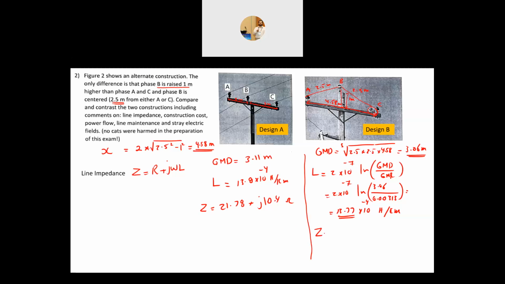So finally, your Z will equal the same R, 21.78 plus j10.38. So the inductive part here is a little bit lower than the inductive part in design A. So there is a slight improvement, I would say, in the line impedance.